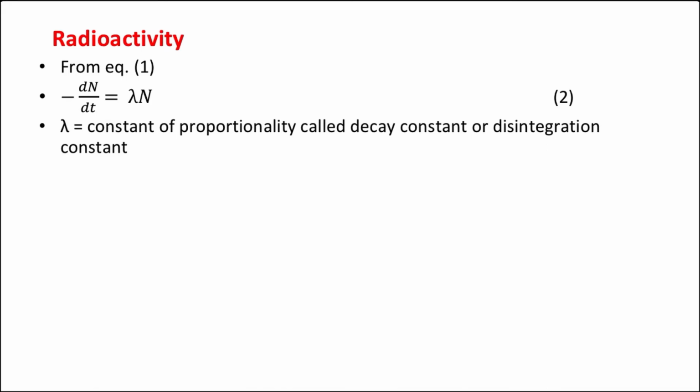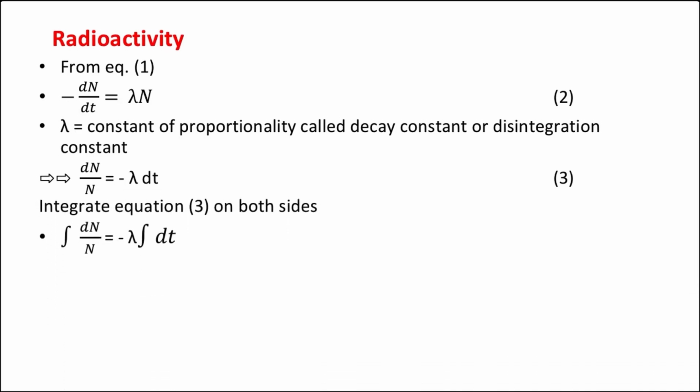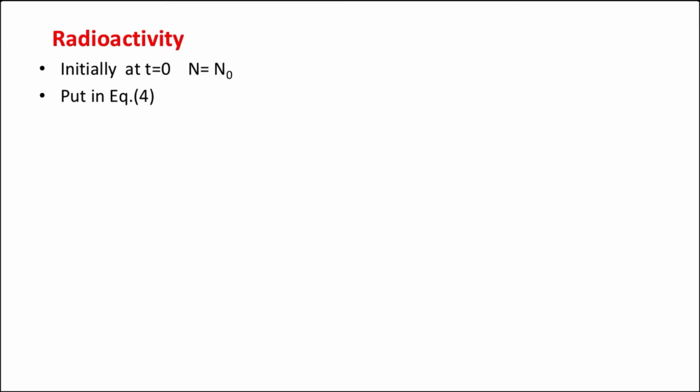And here lambda is the constant of proportionality called the decay constant or disintegration constant. So by rearrangement of the terms, dN upon N is equal to minus lambda into dt. This is equation 3. If I integrate equation 3 on both sides, I get integration dN upon N is equal to minus lambda integration dt. We all know integration dN upon N comes out to be log of N, and this is equal to minus lambda into t plus c, where c is the constant of integration. And we have to find it by our initial conditions.